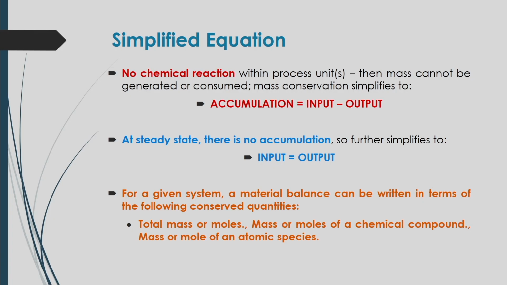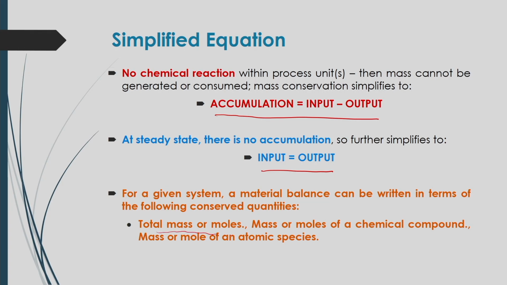Now, a simplified equation can be written. If there is no chemical reaction, we can simply neglect the generation and consumption terms. So the general equation becomes simply accumulation equals input minus output. For steady state operation there is no accumulation, so input minus output equals 0, that means input will be equal to output.